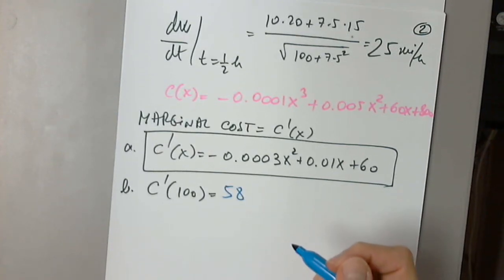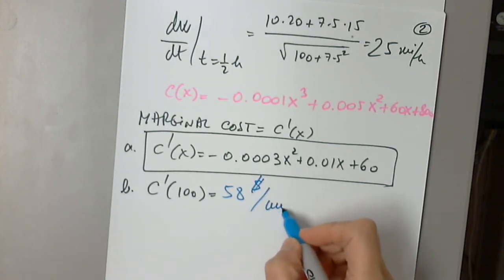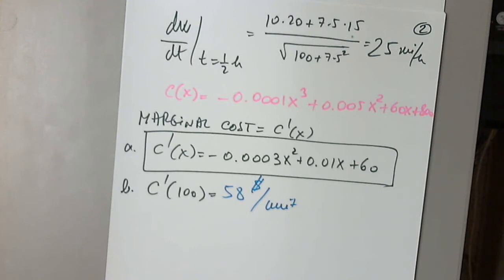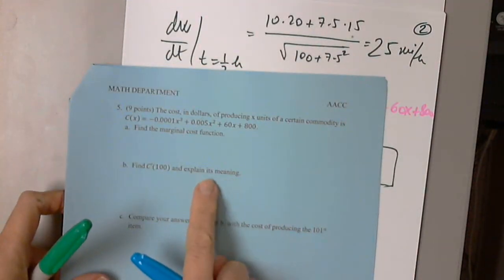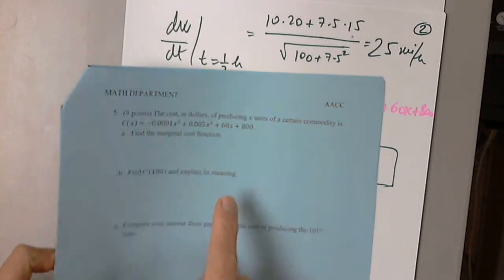58, measurement unit. It's a rate of change, so it has two measurement units, one coming from the numerator and one coming from the denominator. Since it's cost per unit, it must be dollar per unit. Now, what is extremely important is to explain its meaning. So we want to talk about that for a moment.